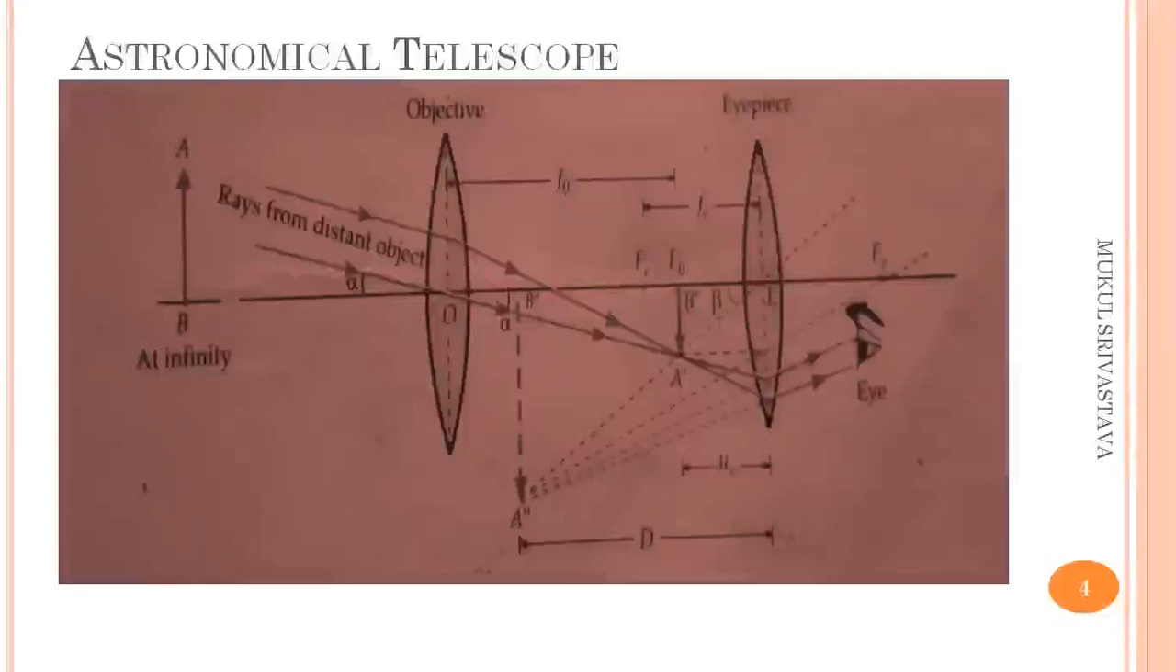In this case, if you see in this figure, the image is formed at distance D from the eye, and the image of the object which is at infinity is formed at a distance of ue from the eyepiece, and this image acts as an object for this eyepiece. So the final image is formed at the least distance of distinct vision, that is A double dash B double dash.